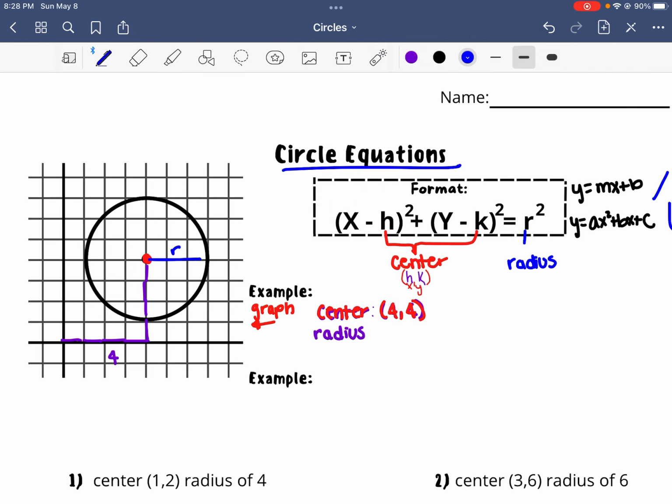Give me a quick second. Radius. You see, sometimes I make mistakes.